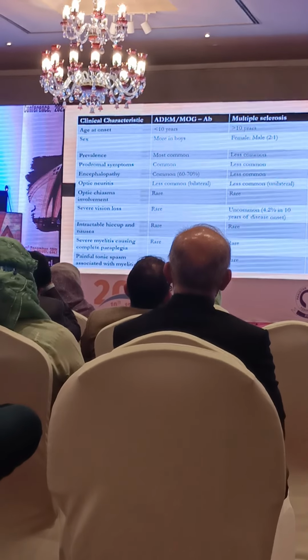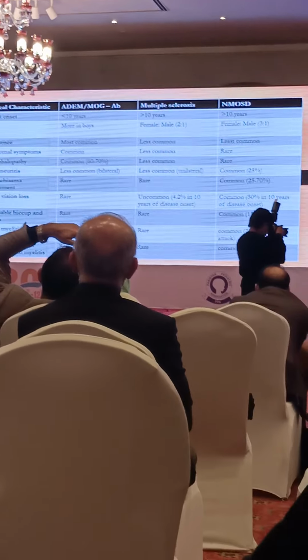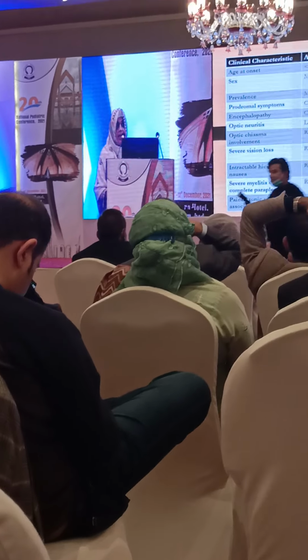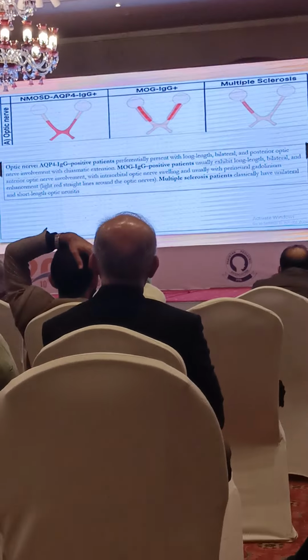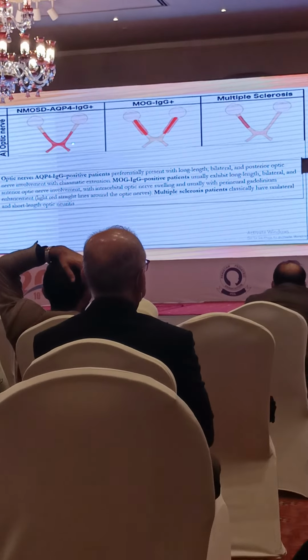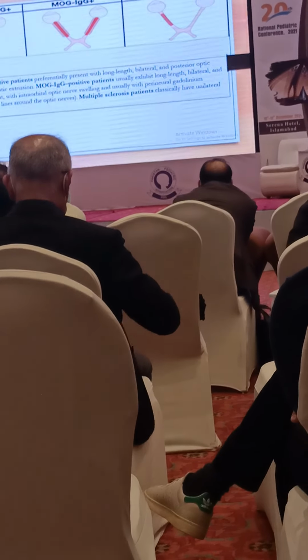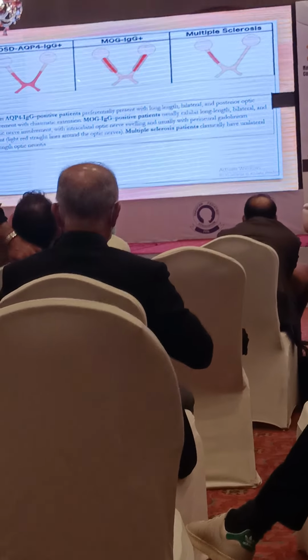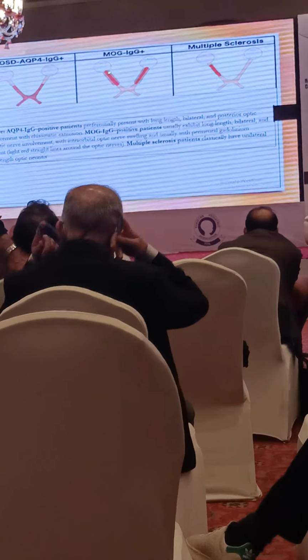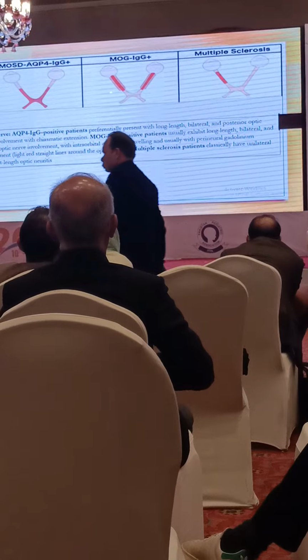In NMO spectrum disorder, it usually presents with optic neuritis, and the optic nerve involvement is characterized by long segment involvement and involvement of the optic chiasma. This is the different involvement. Here you can appreciate NMO spectrum disorder, there is long segment involvement of the optic nerve along with optic chiasma. In MOG antibody associated disorder, there is bilateral involvement and the perineural involvement is characteristic.